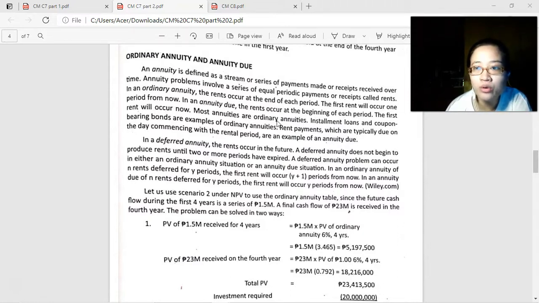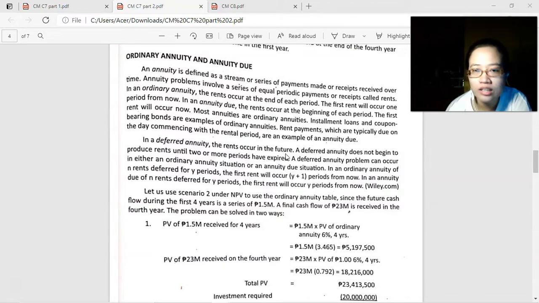Most annuities are ordinary annuities, yung sa dulo ang bayad. Installment loans and coupon-bearing bonds are examples of ordinary annuities. Rent payments, which are typically due on the day commencing with the rental period, parang yung advance na sinasabi, are examples of annuity due. In a deferred annuity, the rents occur in the future.